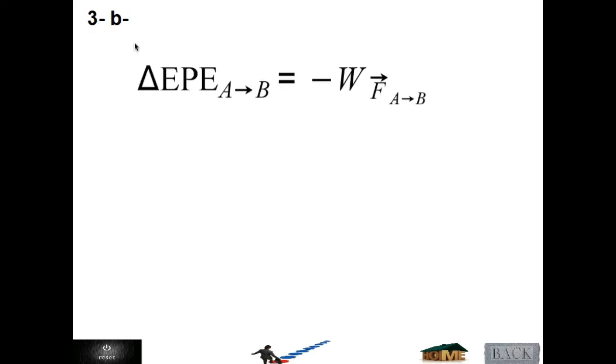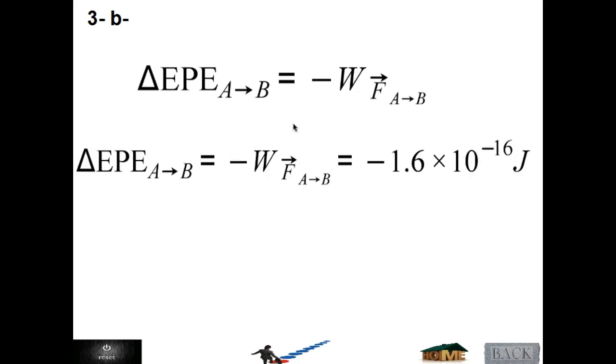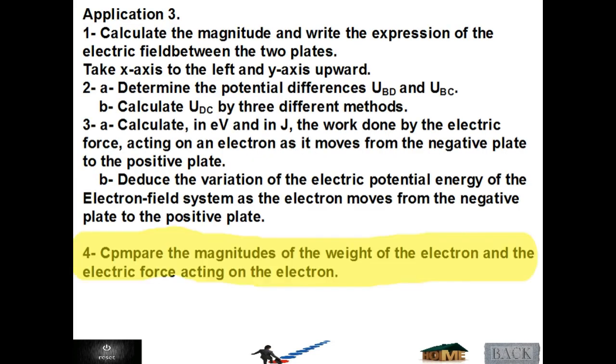We know that the variation of electric potential energy is the opposite of the work done by F from A to B. So delta electric potential energy equals minus W, which is minus 1.6 times 10 to the power minus 16 joules. Part 4. Compare the magnitudes of the weight of the electron and the electric force acting on the electron.